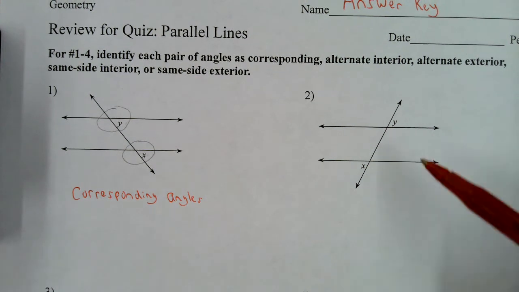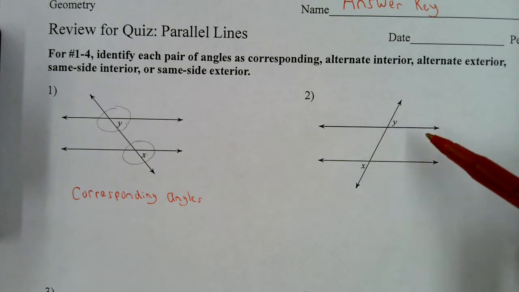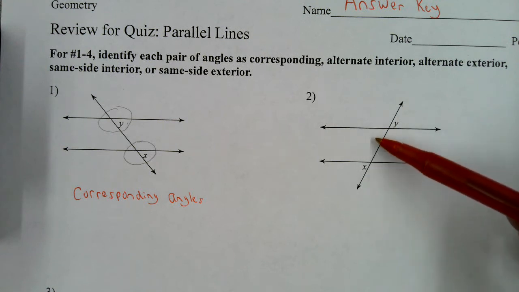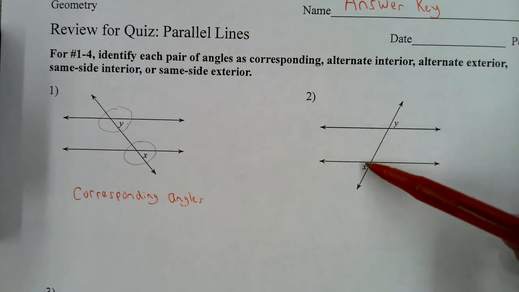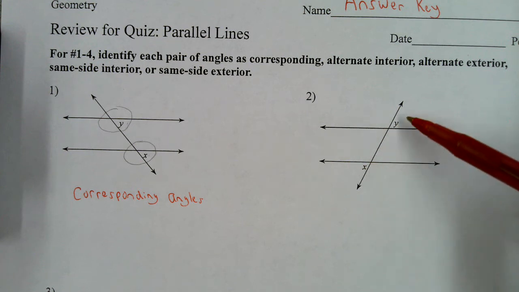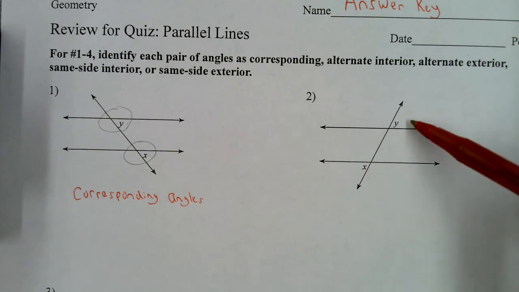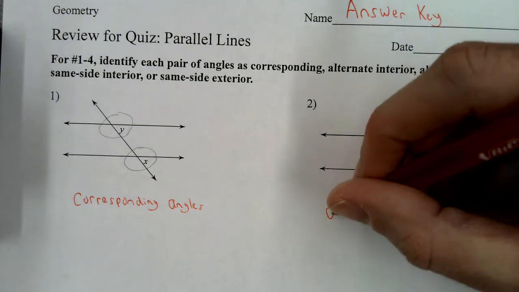Number 2, these are on the outside. They're outside of the 2 parallel lines being intersected. They're outside, so it's exterior, and they alternate which side of the transversal they're on. So these are called alternate exterior angles. Okay?